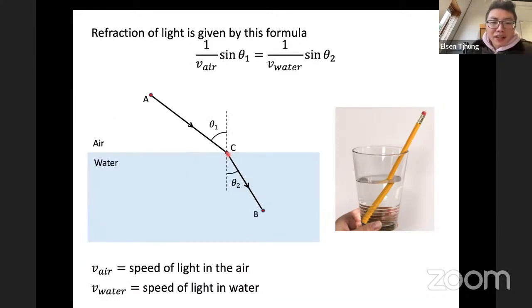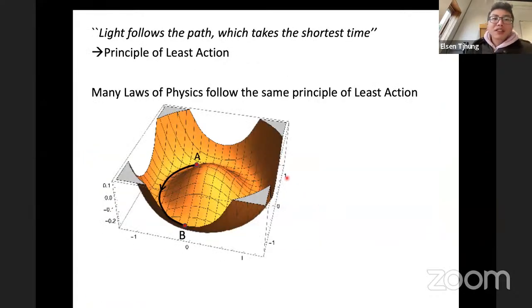So actually the law of refraction is given by the same formula: 1 over v air times sin theta 1 is equal to 1 over v water times sin theta 2. Here v air is the speed of light in the air, and v water is the speed of light in the water. The speed of light in the air, v air, is always larger than the speed of light in water. So this means that light follows a path which takes the shortest time. It's similar to what we had before. This is called the principle of least action. Actually, if you learn physics at the university level, you will learn that many laws of physics follow the same principle of least action like this.